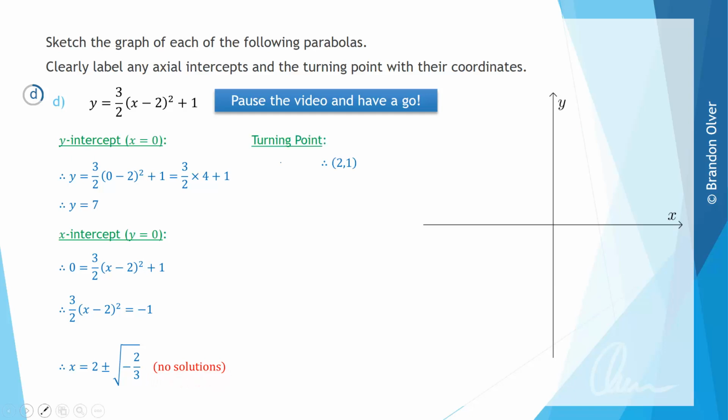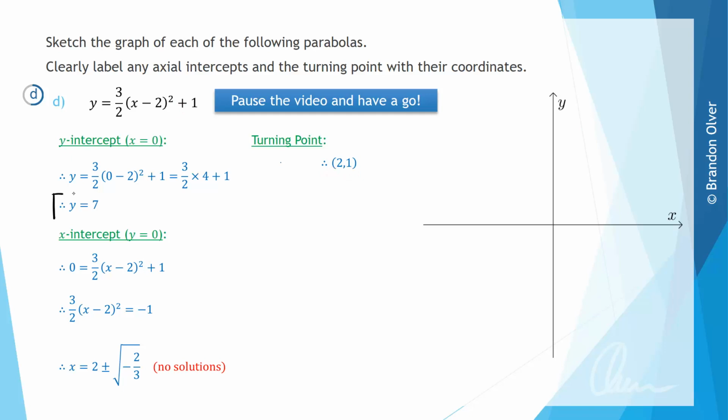You'd then look at the turning point, and we know that in turning point form, x minus 2 equals 0 would solve for the x value of the turning point, so that would give x equals positive 2, which is what we've written out here. And the plus 1 that's just here is the y value of the turning point, so we get 2, 1 as the turning point's coordinate.